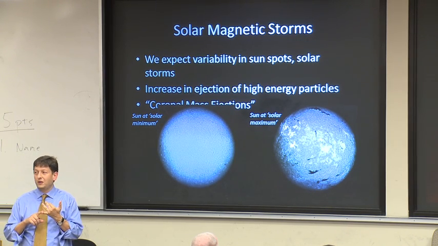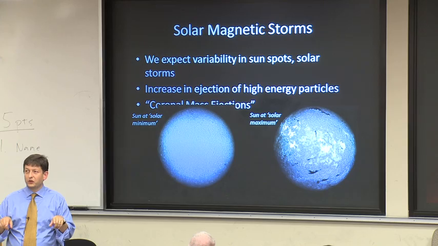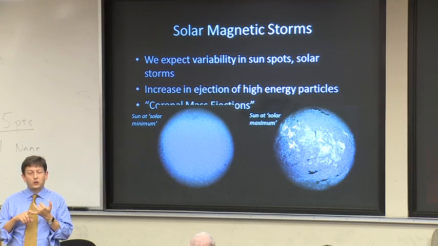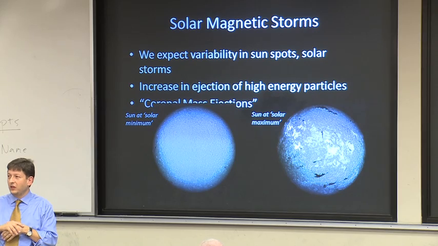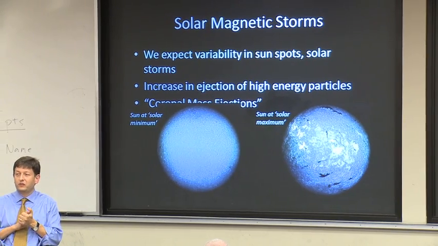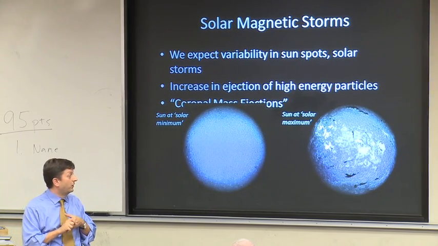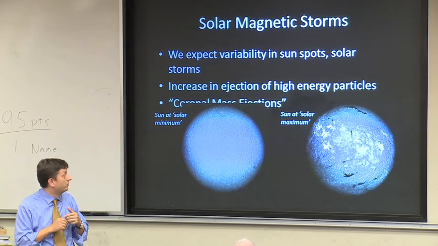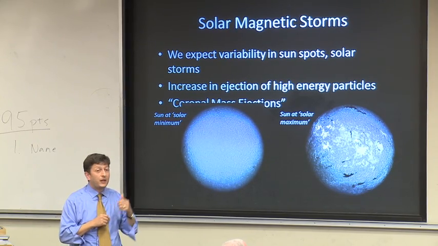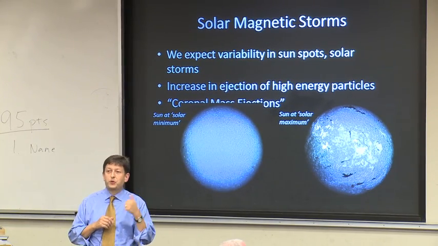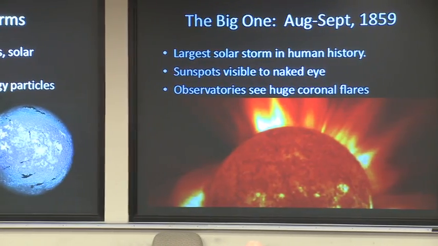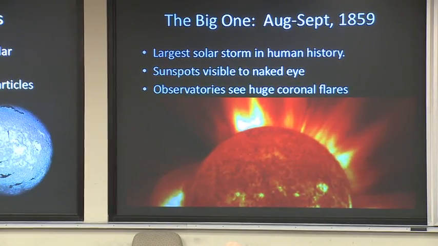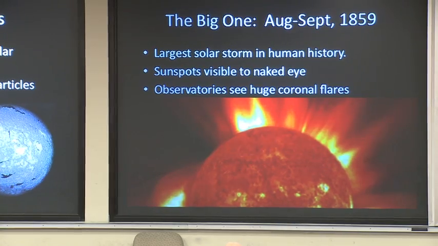manifests itself in real big fluid flow on the surface of the sun, so-called coronal mass ejections. You see huge flares that end up sending off huge amounts of mass from the sun streaming off into space, and all kinds of stuff that actually could be quite catastrophic. In fact, the biggest solar eruption in human history is not one that took place in 2012, but rather in 1859. And the story of that is pretty remarkable.